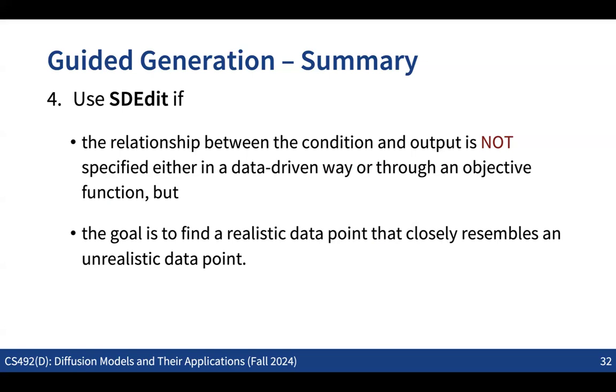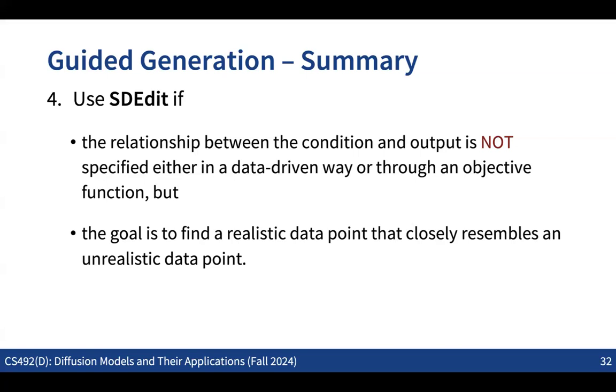In the previous cases, we were defining the relationship between the condition and the output with a sufficient amount of training data, providing lots of examples, like you should have this output for this condition, in a data-driven way, or defining the relationship as some kind of objective function. But in SDAD, we also don't know any relationship between these two.